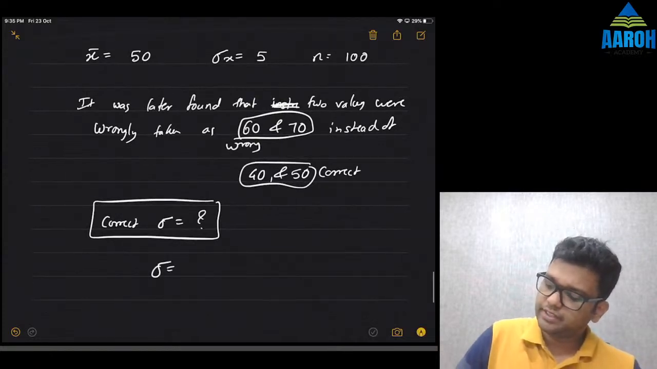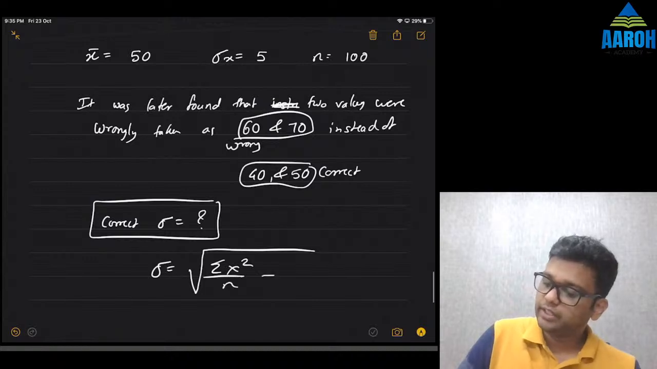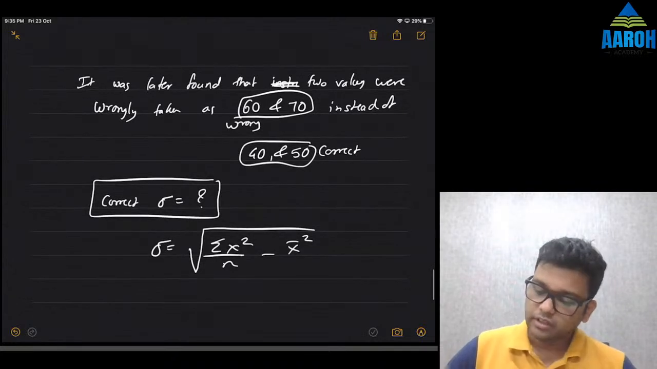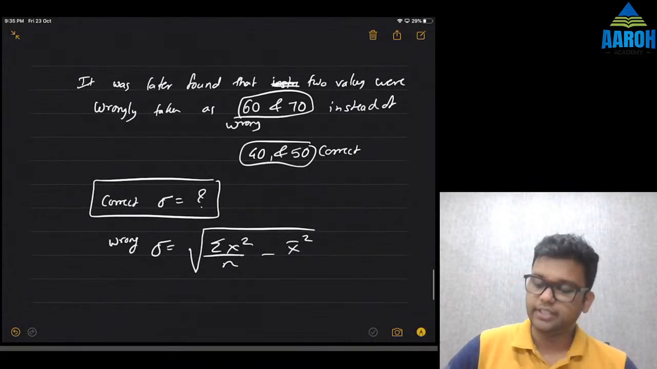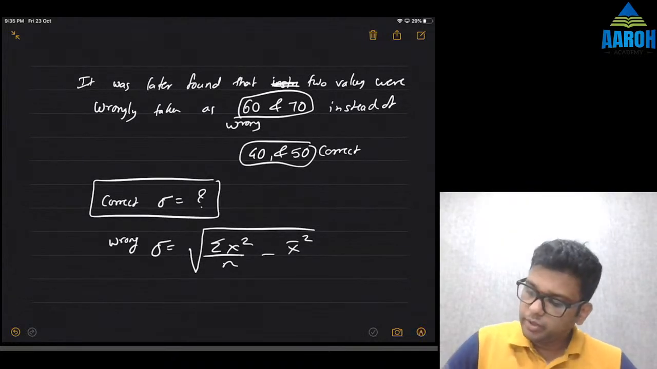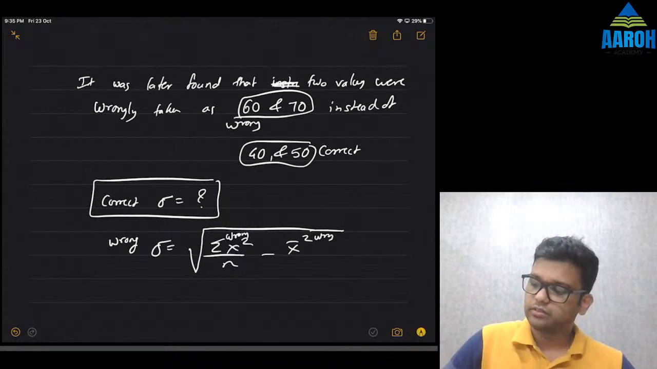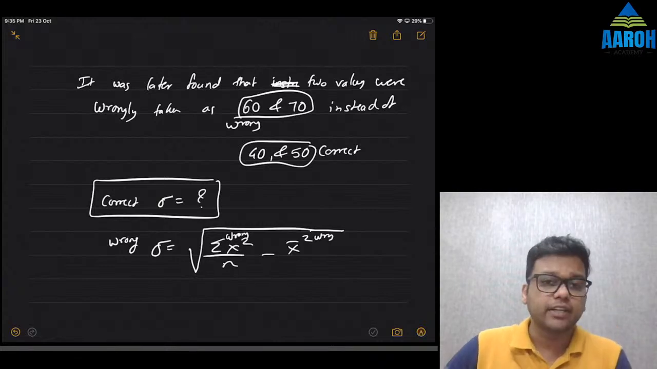What is formula of SD? Summation x square upon n minus x bar square. Right now we have wrong SD because all these values are wrong right now. This is wrong, this is wrong, this is wrong. We have to correct it. We have to correct that SD now.